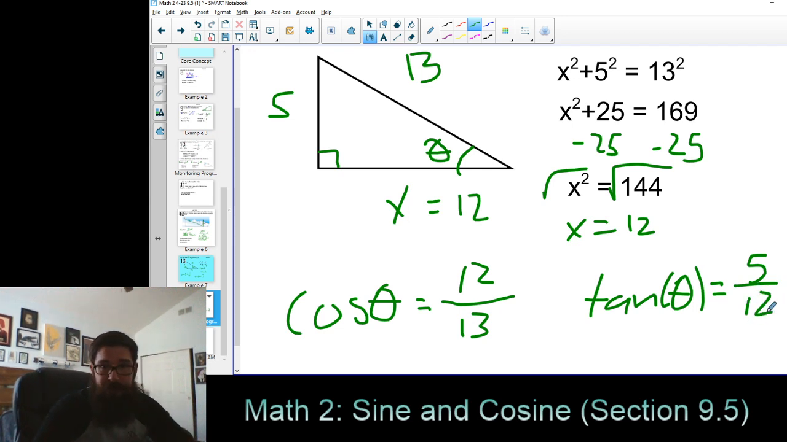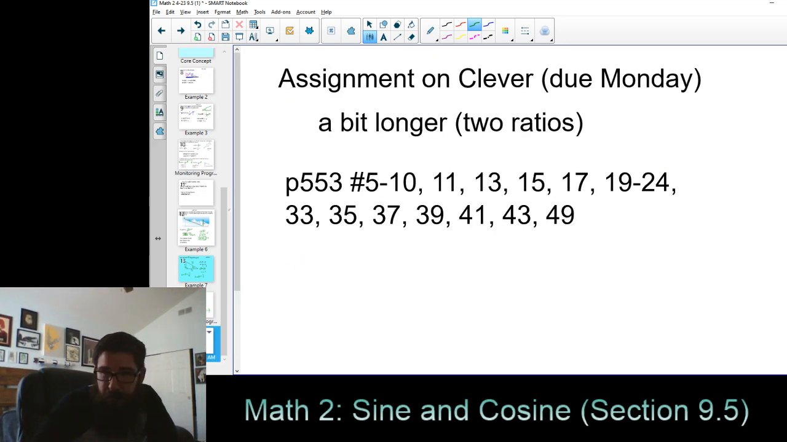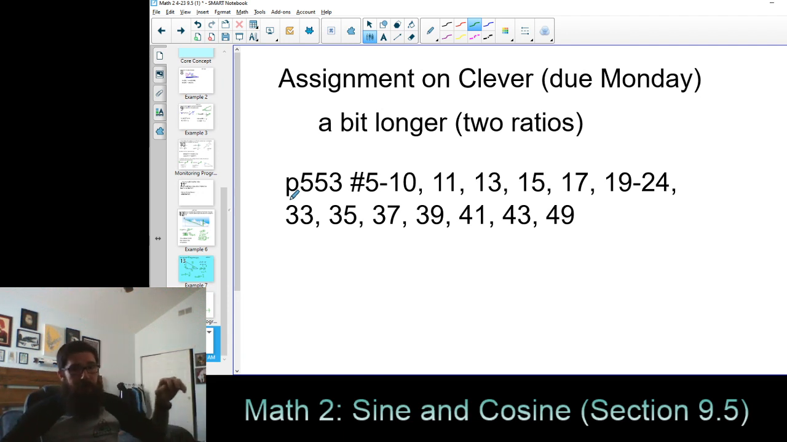Can you do that stuff? Great. We're going to give you a quiz for that sort of stuff next Wednesday. You've got a bigger assignment today, and I know it's a little bit bigger, so I'm giving you until Monday. I might put up another mini bonus quiz that mixes it all together, but since it's two ratios, think about it like two assignments jammed into one. Some of these questions are going to fly. If you have questions, please pop into office hours. This is page 553, 5 through 10, 11, 13, 15, 17, 19, 24, 33, 35, 37, 39, 40, 43, and 49.